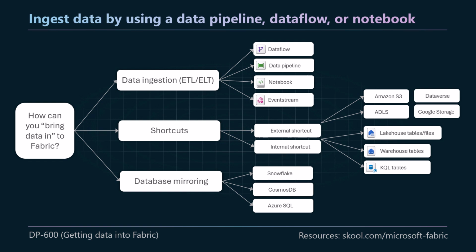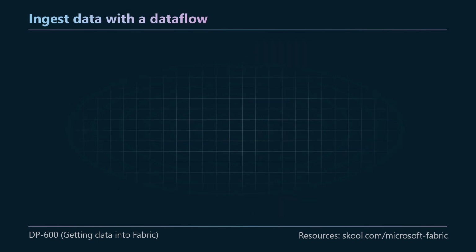Then at the bottom, we've got a new feature that's in preview at the moment, which is database mirroring. So you can create a mirror of your database within Fabric from either Snowflake, Cosmos DB, or Azure SQL at the moment. And again, I don't think this is actually part of the exam study guide currently, so we're not going to be talking about it in this section of the study guide. If you want to learn a bit more about database mirroring, I did mention it in that video that I mentioned previously. So in this video, we're just going to be going through the data flow, the data pipeline, the notebook, and shortcuts in a bit more detail because these are the things that you need to study for the exam. Starting with the data flow.